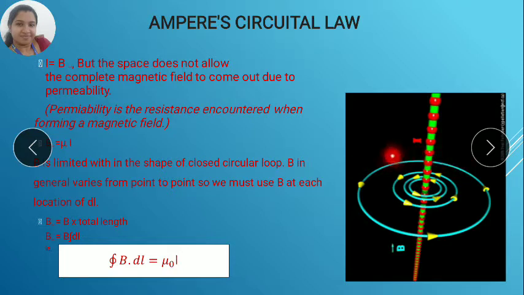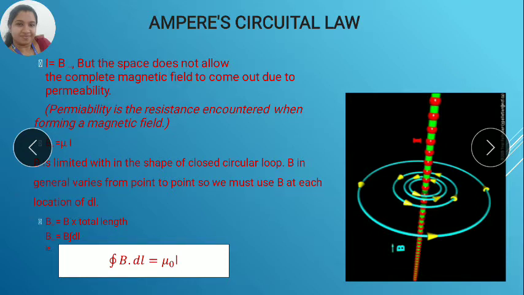That means if you consider this large loop, the magnetic field induced is limited within the loop. If you consider this small loop, the magnetic field induced is limited within this loop. If you consider a small point here, then that magnetic field is limited within that small circular loop. So in general, B varies from point to point, so we must use B at each location of dl.